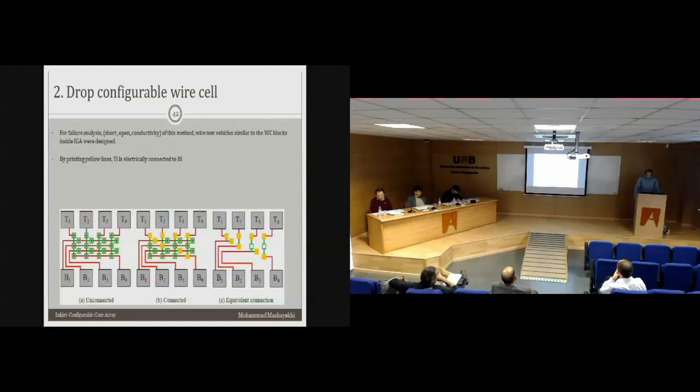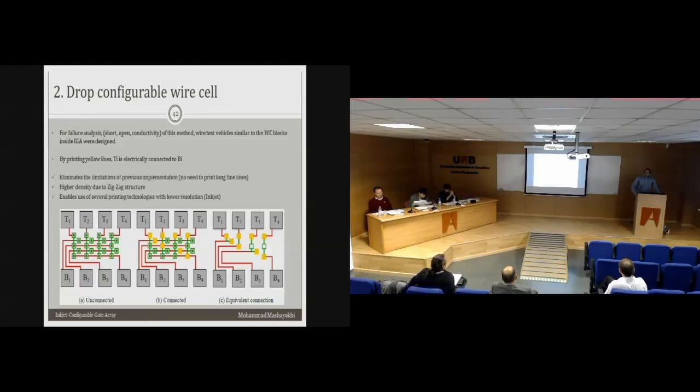We also designed some wire test vehicles similar to the wire cells inside the gate array, and you see the unconnected, connected, and equivalent connection. What are the advantages of this method? It eliminates the limitation of the previous implementation, because there is no need for very fine and long lines, it is just by leaving a drop.